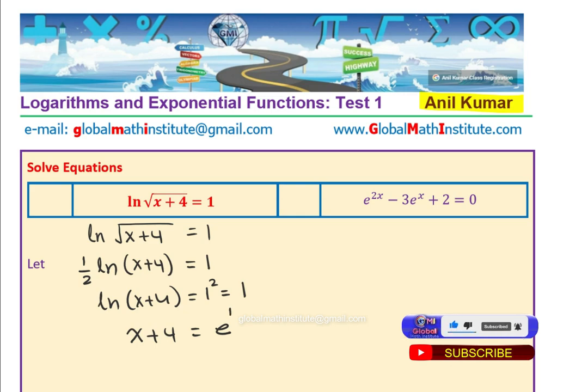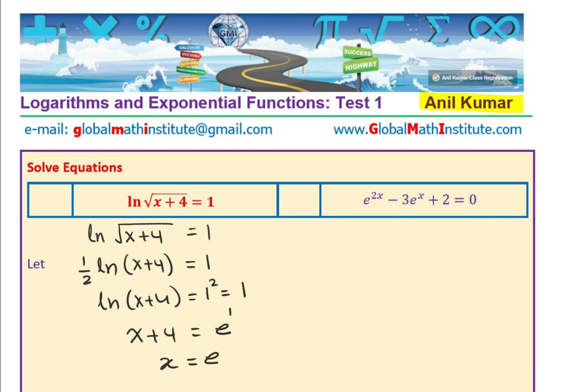Now from here, we can simplify and find what x is. So x is basically equal to e squared minus 4, correct? So that is what you get. Now remember, when you're given a logarithmic equation, it's a good idea to find its domain also. In this case, we know that the value of x should be greater than minus 4, right? Now e squared minus 4 is greater than minus 4, and therefore this becomes the solution of the given equation. Is that clear to you? Okay, so we have our answer.